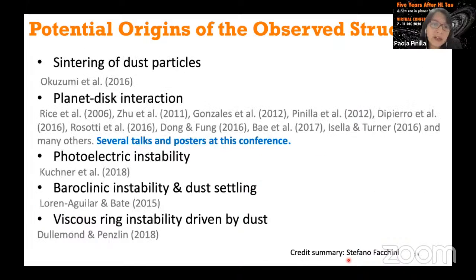We can have sintering of those particles, of course, planet-disk interaction, and there are several talks and posters at this conference about this. Photoelectric instability, baroclinic instability, and dust settling, and viscous rings instability driven by dust. Sounds a lot, but it's the truth. And I want to say thank you to Stefano, who started this summary.